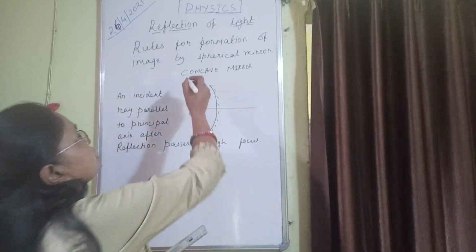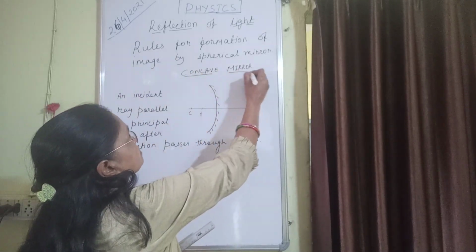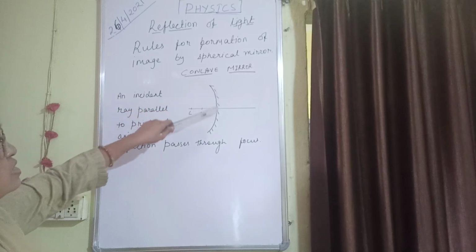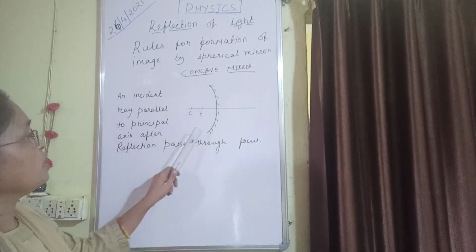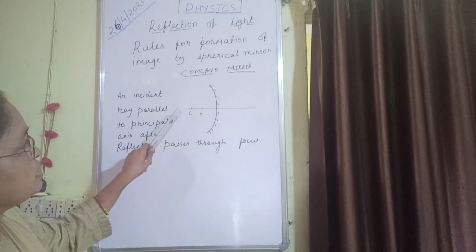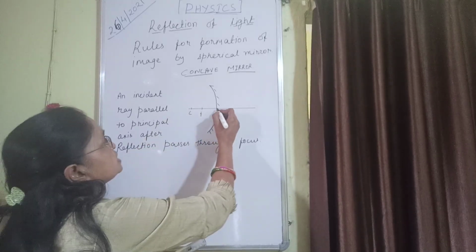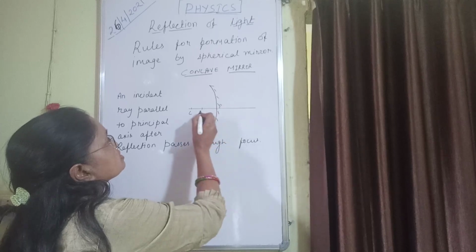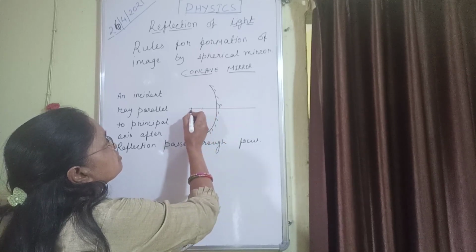We are considering concave mirror. So students, I have drawn this. Just see, concave mirror polished हो गया. That means mirror is complete. I have drawn principal axis. Then center point is P. This is focus. This is center of curvature.